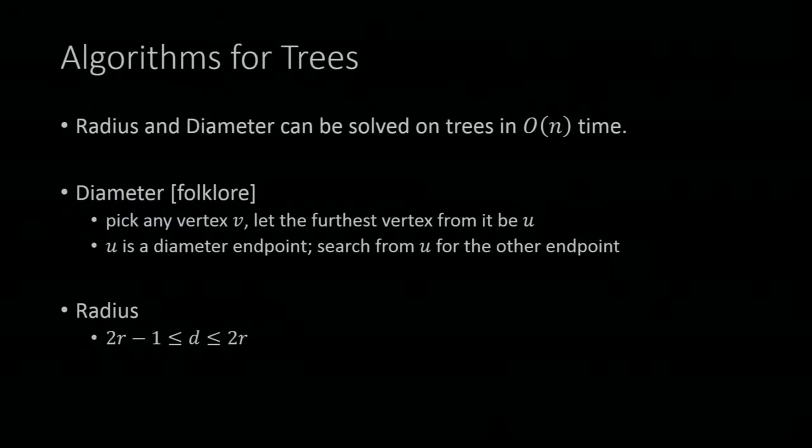And then you get radius for free after you solve that, just from the observation that the diameter has to fall pretty closely between 2r minus 1 and 2r. So for example, if the diameter is 5, you know the radius has to be 3. And if the diameter is 6, the radius still has to be 3. So you can just convert the diameter algorithm to a radius algorithm with this equation.